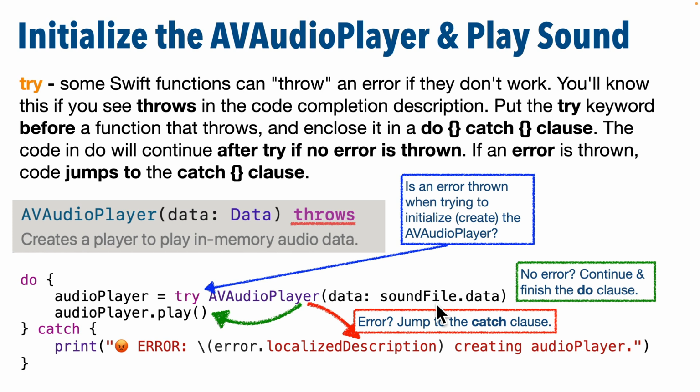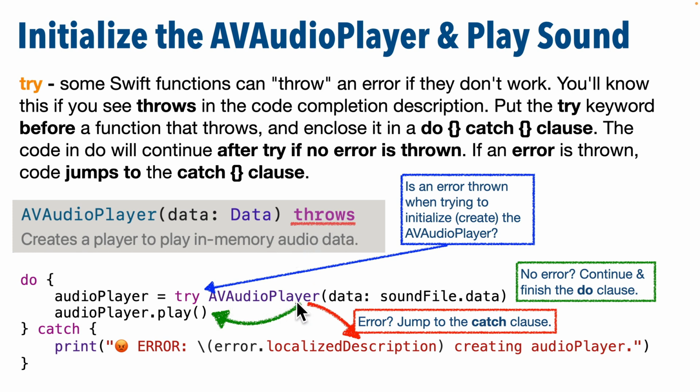So soundFile has more stuff than just data. It might include information on the file type, for example, but we just want the data part of that file. So to get at that, we just say soundFile.data. And now because this throws an error, we put it in a set of statements with three keywords: do, try, and catch. So do has curly braces around it. And inside, this is where we put the command that throws an error.